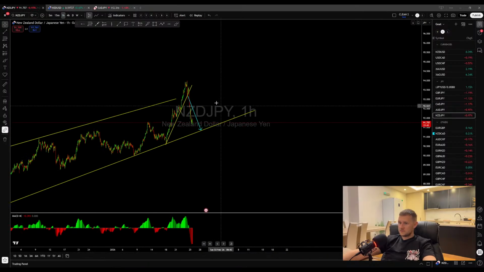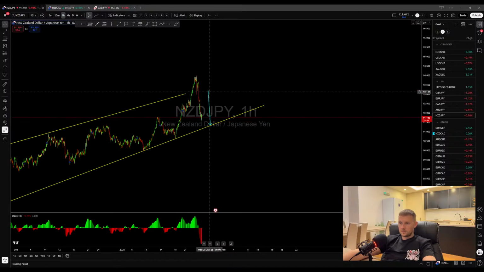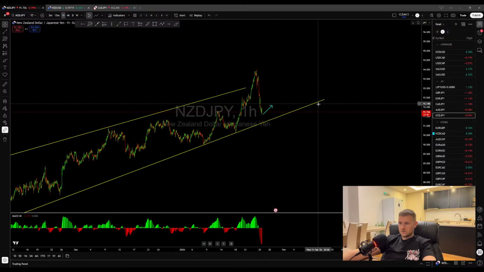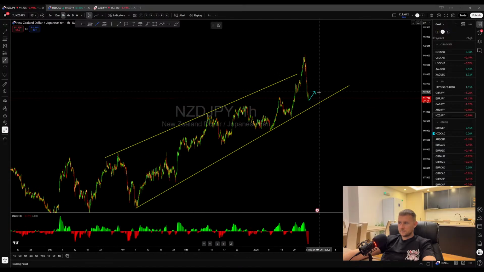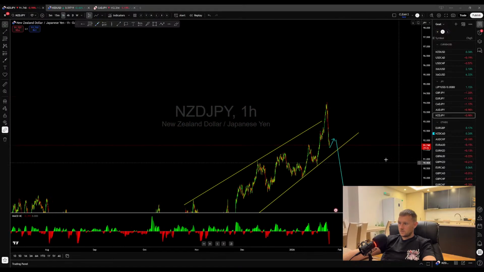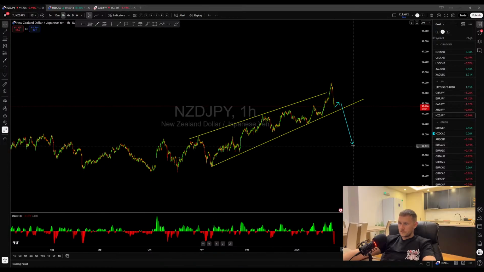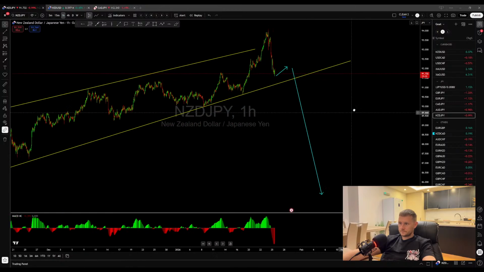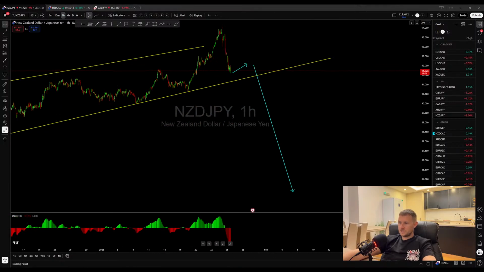New Zealand, this one as well. The trend is going now. We now need a deeper pullback, and then we will be trading it. We will take a sell over there. I think we will go lower and lower. But without this confirmation, nothing.